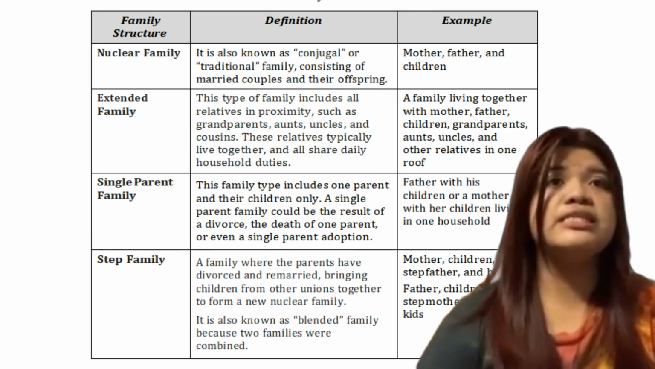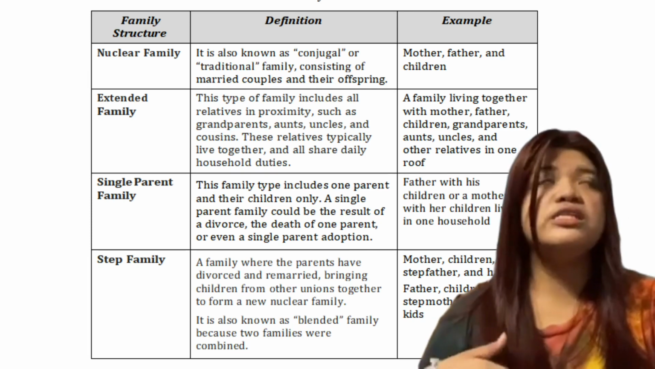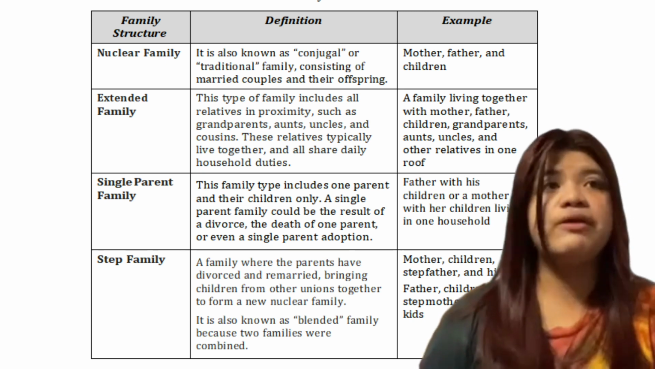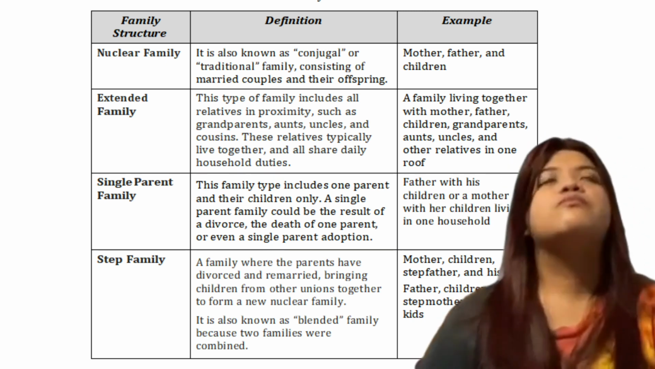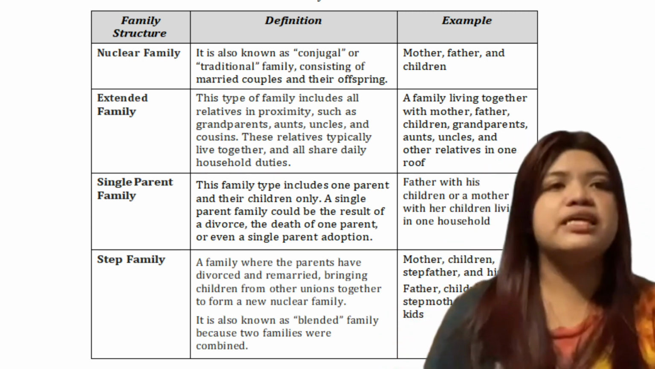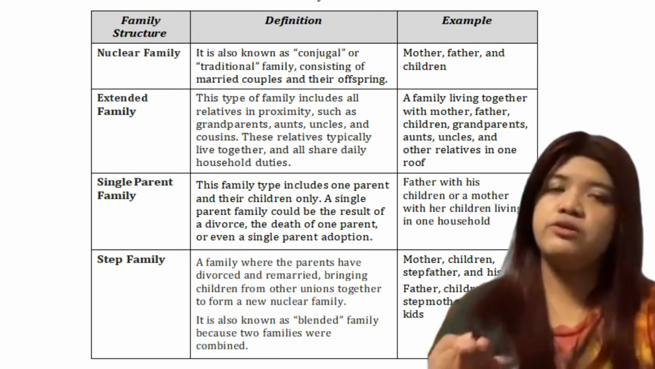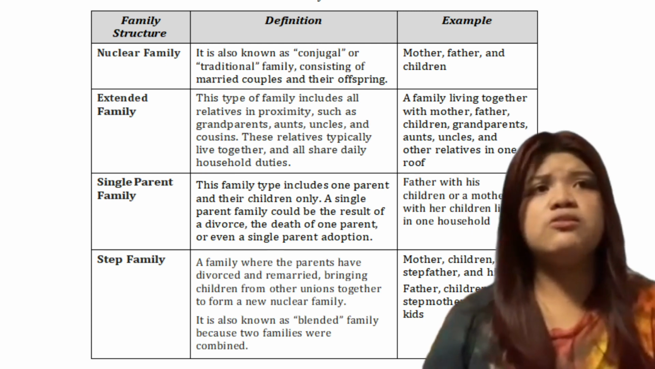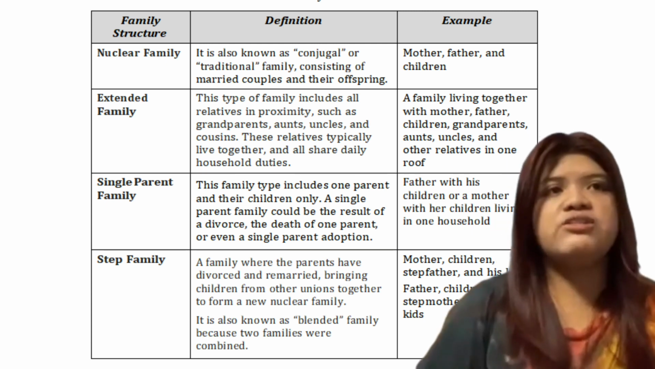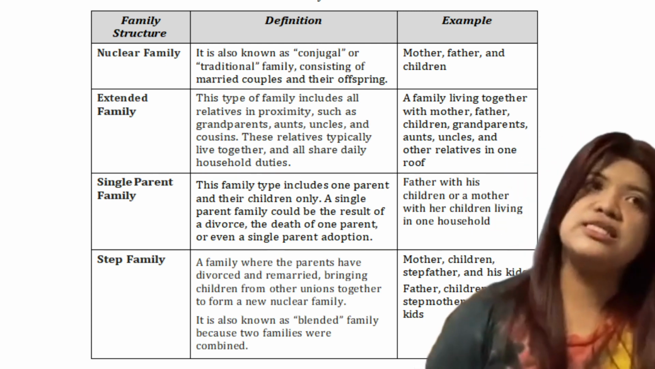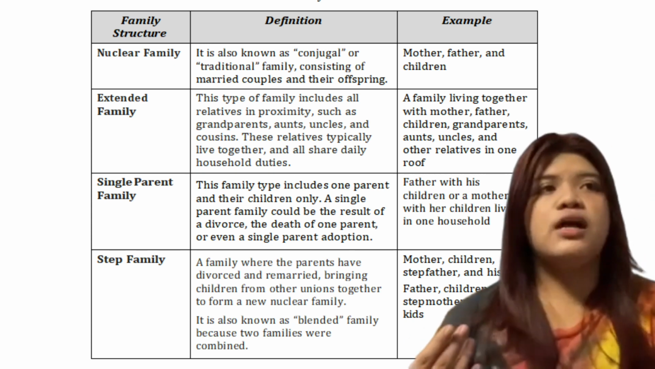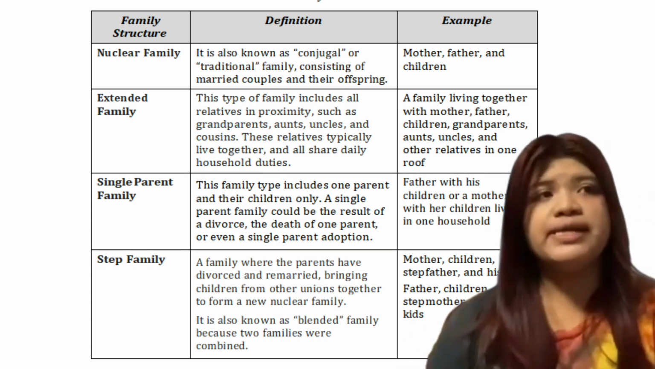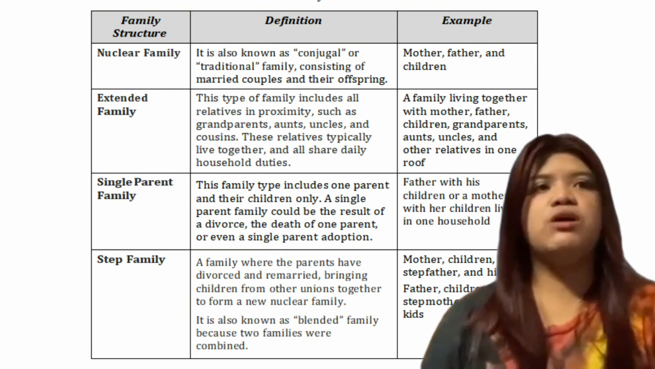So the first one is the nuclear family, also known as the conjugal or traditional family. It consists of married couples and their offspring. An example of this is a mother, a father, and you as their child. The next one is the extended family. This type of family includes all relatives in proximity, such as grandparents, aunts, uncles, and cousins. It is a family living together with mother, father, children, grandparents, aunts, uncles, and other relatives under one roof.